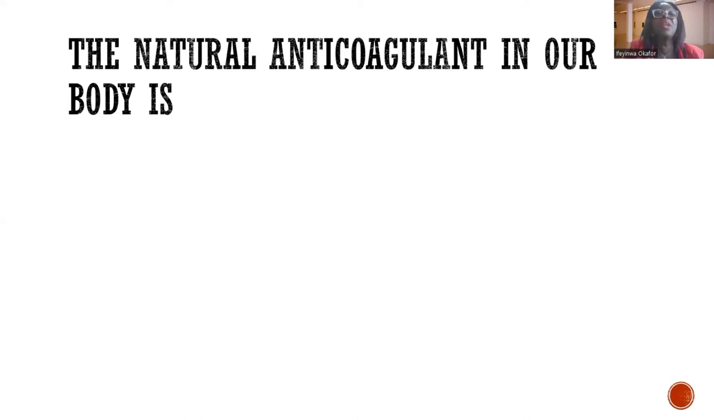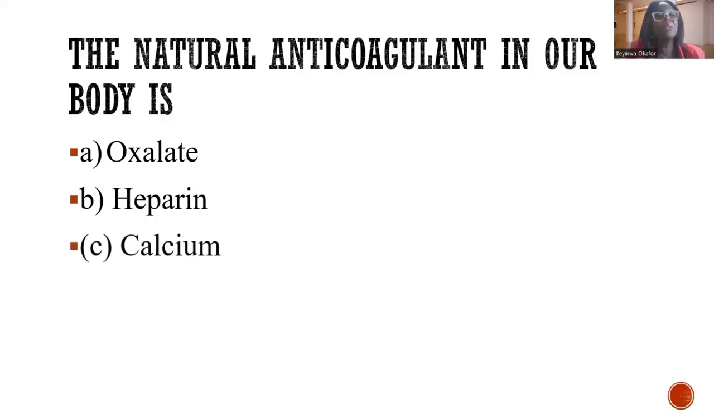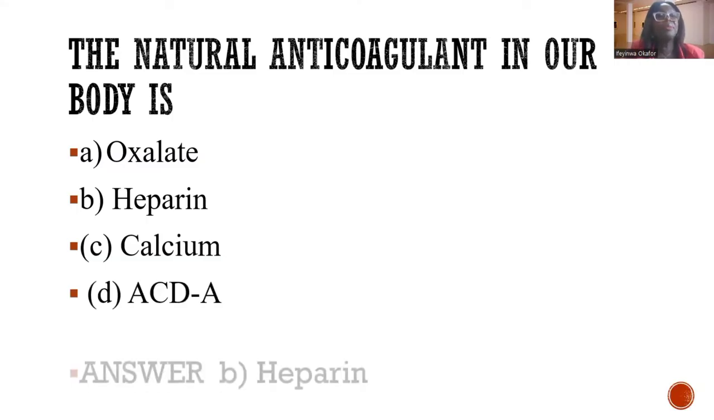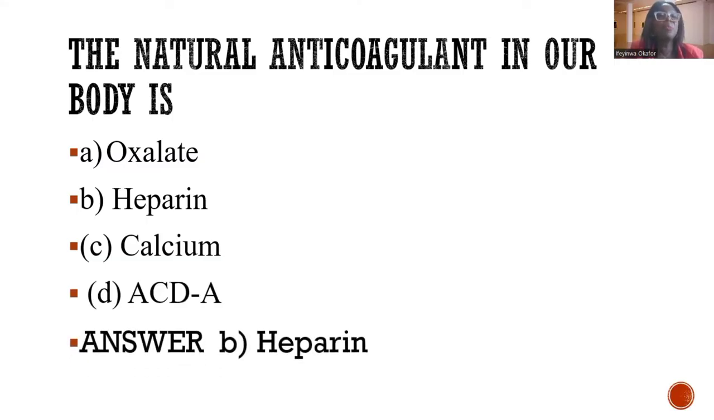The natural anticoagulant in our body is: oxalates, heparin, calcium, ACDA. Answer is B, heparin.